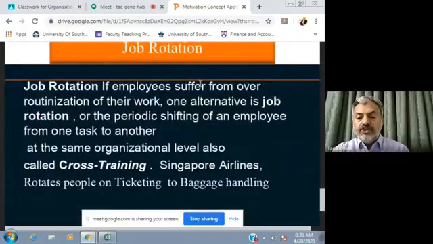Now we look at what is job rotation. If employees suffer from routinization of their work, one alternative is job rotation. Just as we explained, if a person for the last 3 or 4 months is just fitting tires into the car, then you take him out of that job and you assign him to an area where he has to assemble the doors, or the seats of a car. So his job is changed at an assembly plant.